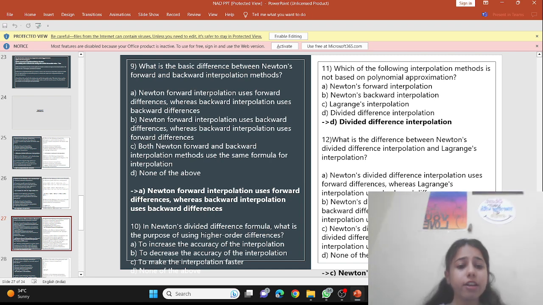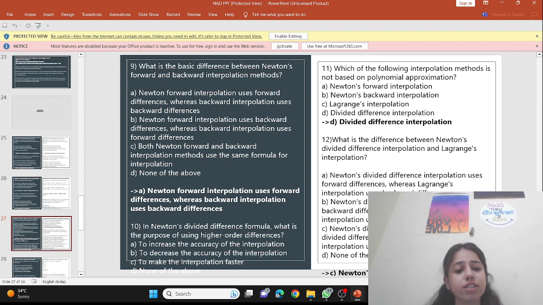12th, what is the difference between Newton's divided difference interpolation and Lagrange's interpolation?